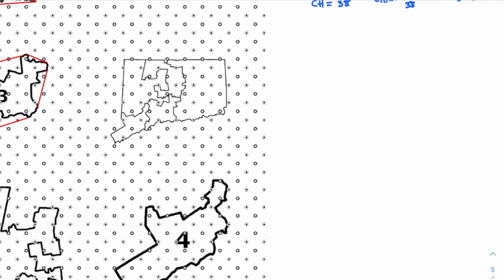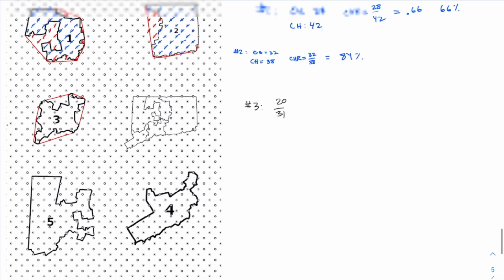I counted these up ahead of time. So for number 3, I got my convex hull ratio was 20/31. So if you got something close to that, then on the test I would mark this right if you're vaguely close to that. If you were way off, then you may be doing something wrong.